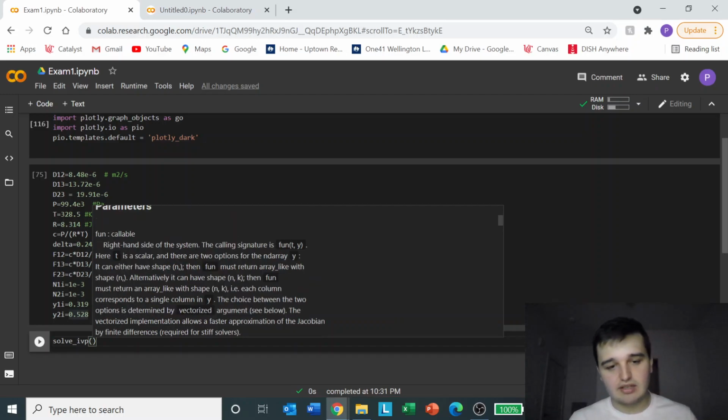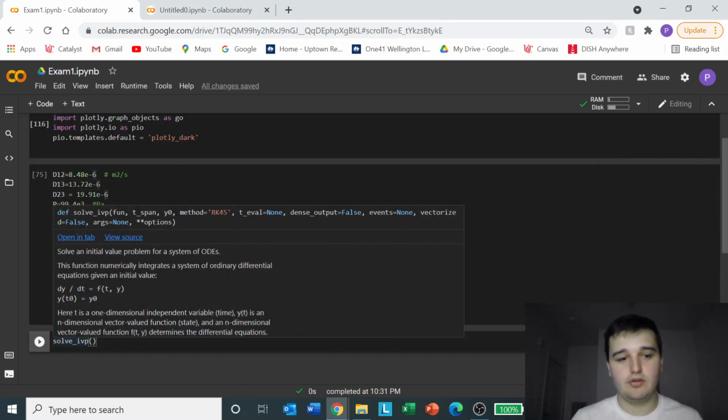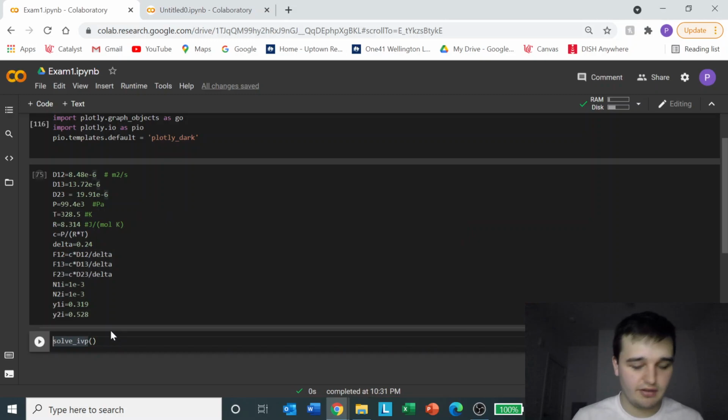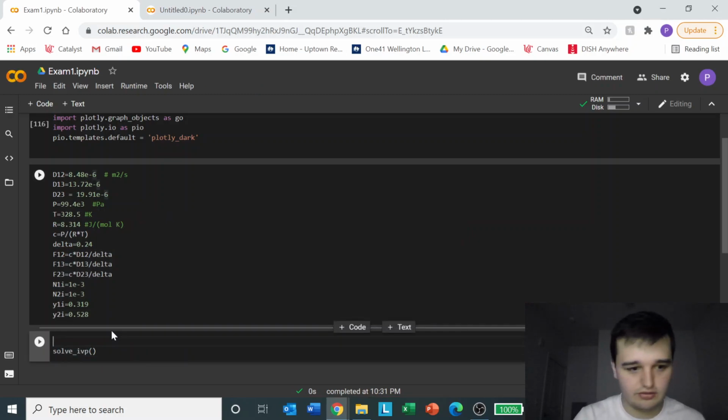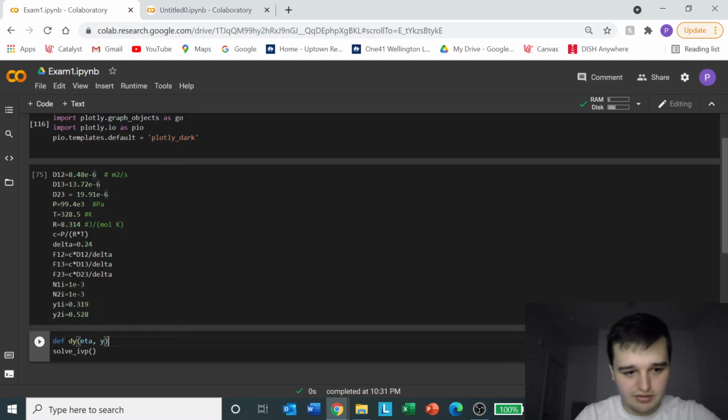So in this case, the independent variable would be eta. It was scaled from 0 to 1, and then the dependent variable would be the mole fractions. So we need to make a callable function in order for us to solve an IVP. So let's go ahead and define a function, and let's call it dy. And like I said, you have to immediately start with the independent variable, which is eta, followed by the dependent variable, which is y, so the mole fractions.